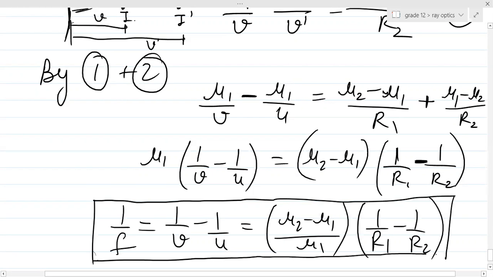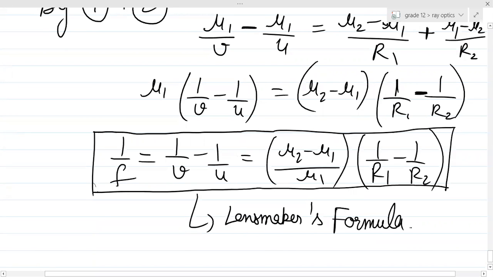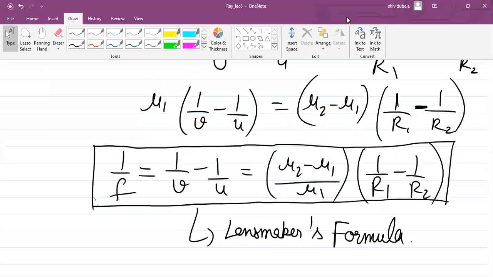We'll derive the lens formula as well. This is called the lens maker's formula. This is not the lens formula. The lens formula is only this. The lens maker's is the complete one. Okay, please write this one. We'll discuss it in the next class a little bit more.